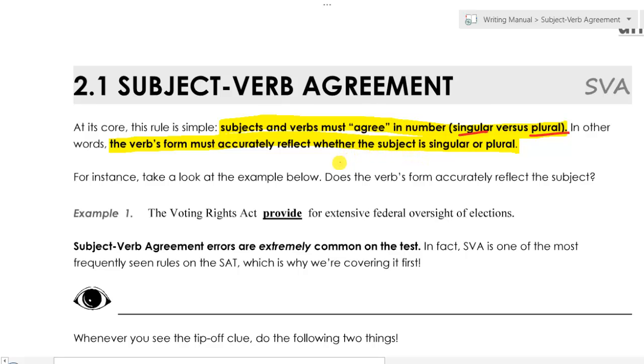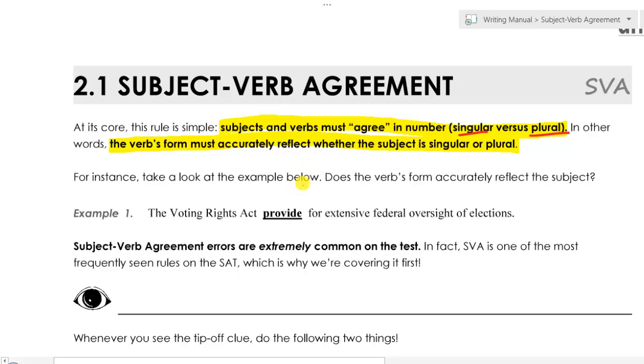If we take a look at example 1, we'll see a relatively straightforward example of subject-verb agreement. Go ahead and read through example 1. If you want to pause the video at any point to read a sentence through and try to do the example on your own, that's perfectly fine. So example 1 says, the Voting Rights Act provide for extensive federal oversight of elections.